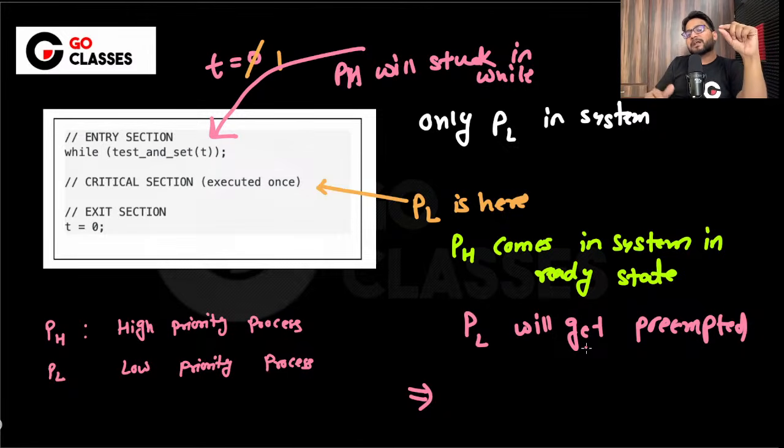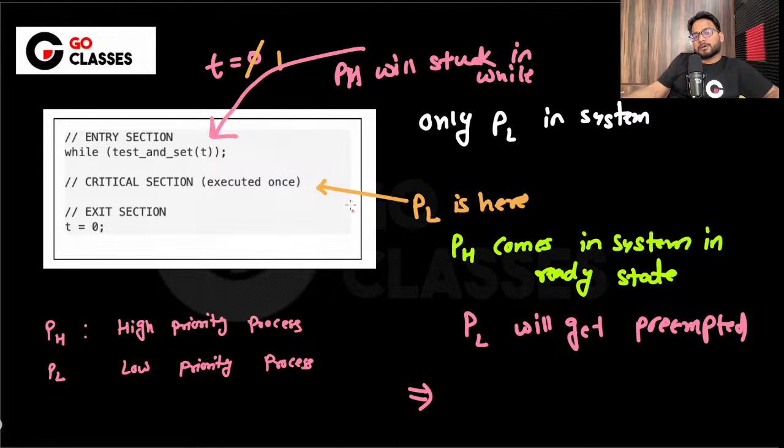And the moment PL gets scheduled again, it will finish the execution based on the quanta, and it will just reset this T equal to 0. And then the moment PH comes again, it will say okay, now let me enter. So with round robin, since PL is getting progress and it will eventually reset T equal to 0, there is not a problem, right? But with the priority scheduler, this high priority process, PH, will get stuck forever in this while loop. So I hope this is clear to everyone.